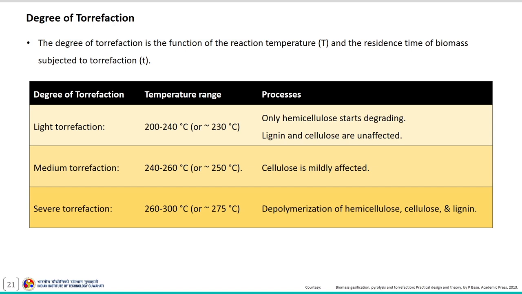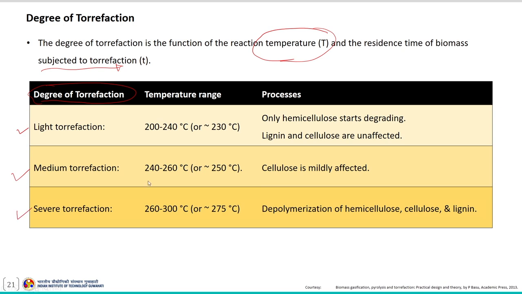Similar to that of the carbonization, the torrefaction is also divided into three main types, termed the degree of torrefaction, and it is a function of reaction temperature and the residence time of the biomass subjected to the torrefaction reaction. So, if you look at this particular table here, the degree of torrefaction is categorized as light torrefaction, medium torrefaction and severe torrefaction.